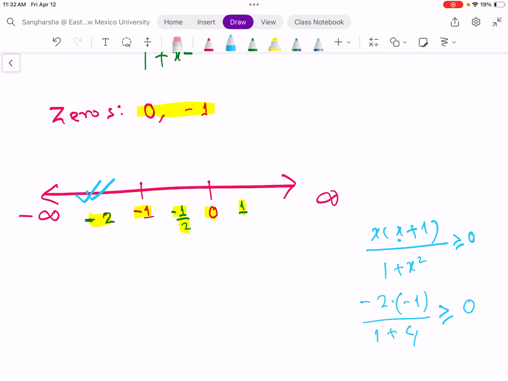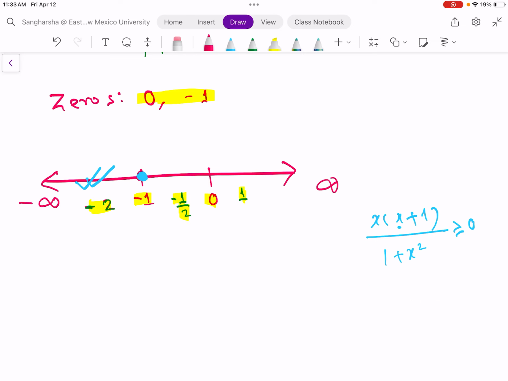Now what about negative 1? Let's check whether negative 1 is a solution or not. You substitute negative 1 for every x. So you have negative 1 plus 1, that is 0, divided by 1 plus negative 1 squared, which is positive 1, greater than or equal to 0. So we have 0 times negative 1, 0, and 0 divided by 2 is 0, and 0 is equal to 0. That's true, right? It means we have a closed circle here. So negative 1 is a solution, closed circle.